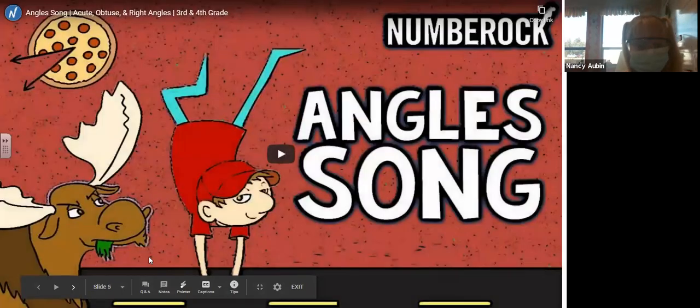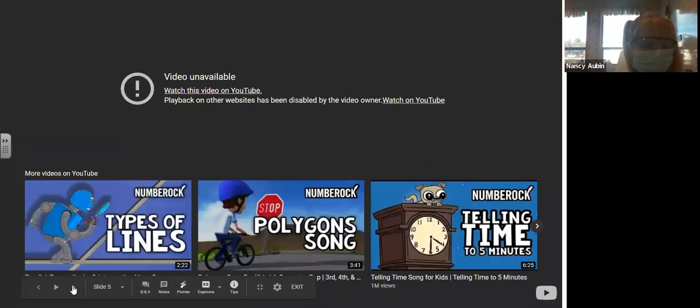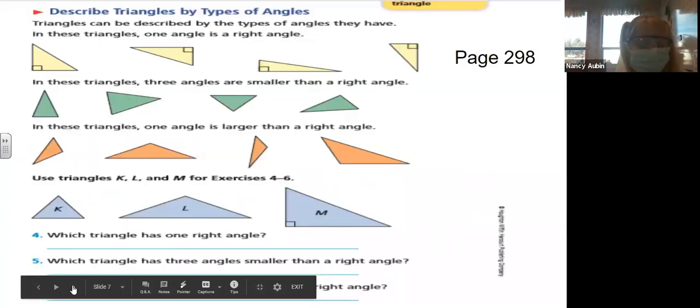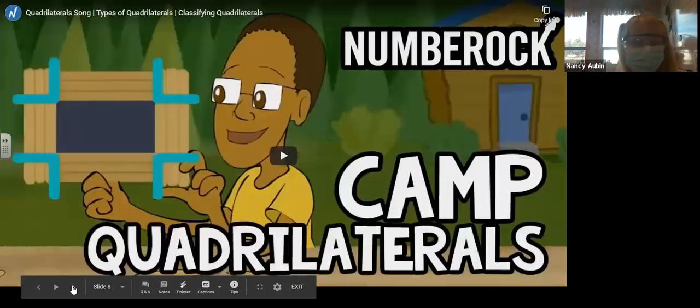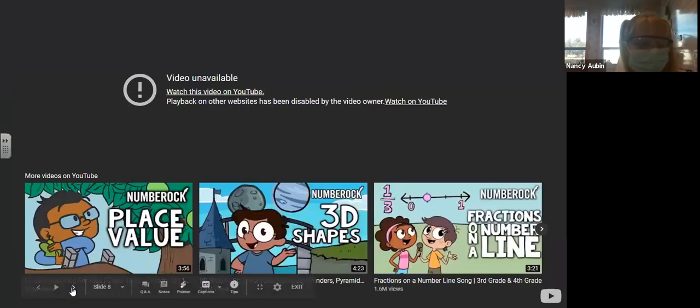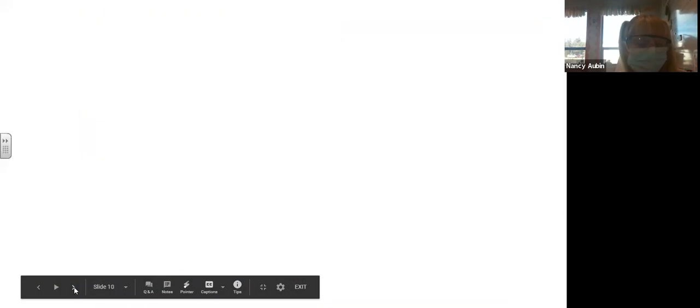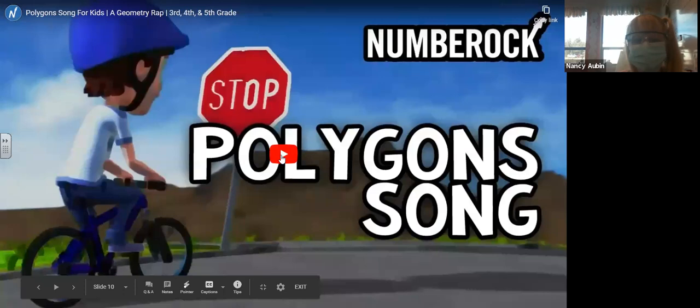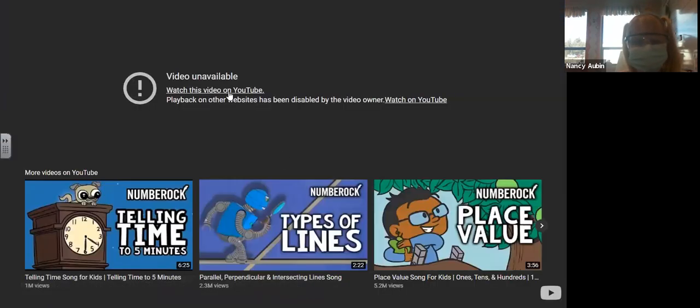All right, so we already talked about the angle song. We're going to move on. We made our angles. We talked about quadrilaterals yesterday, and then we built our triangles. This is where we left off. So we are going to learn more about polygons today.